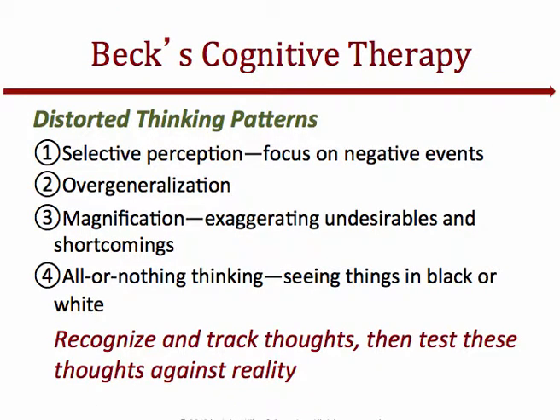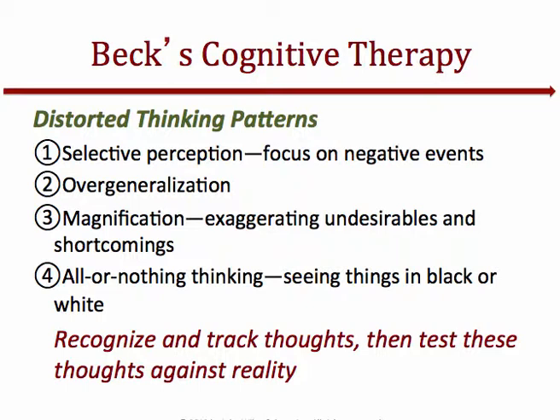Now, the other major form of cognitive therapy is Beck's cognitive therapy, which again is characterized by distorted thinking patterns, as most cognitive therapies assume. And Beck talked about some specific ones. He talked about selective perception, which is focusing selectively on negative events while ignoring positive events. These are some things that he noticed that people who are depressed are particularly likely to engage in. Overgeneralization, drawing negative conclusions about one's self-worth on the basis of maybe just one incident, for example.